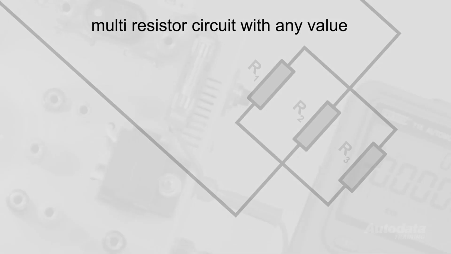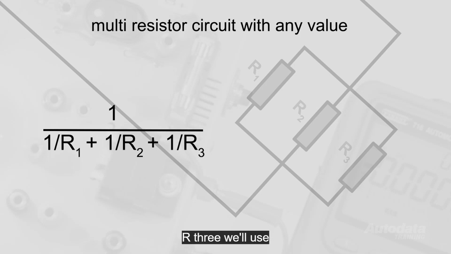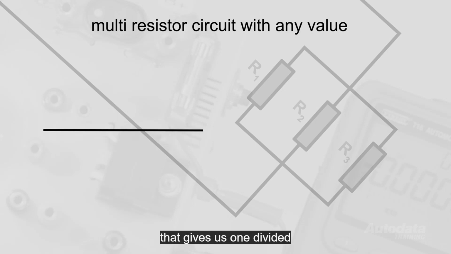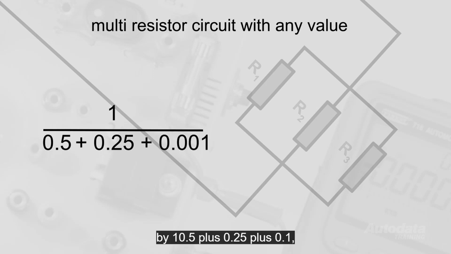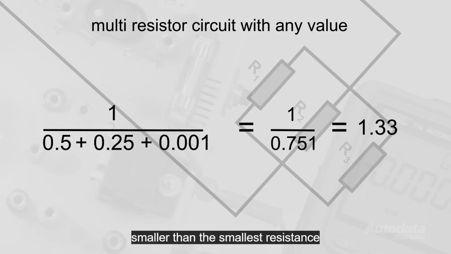The last formula is for any number of resistors of any value connected in parallel. The formula is 1 divided by 1 over R1 plus 1 over R2 plus 1 over R3. We'll use 2 ohms, 4 ohms and 1000 ohms. So that gives us 1 divided by 0.5 plus 0.25 plus 0.001, which gives us 1 over 0.751, which gives us a resistance of 1.33 ohms. Again, smaller than the smallest resistance in the circuit.